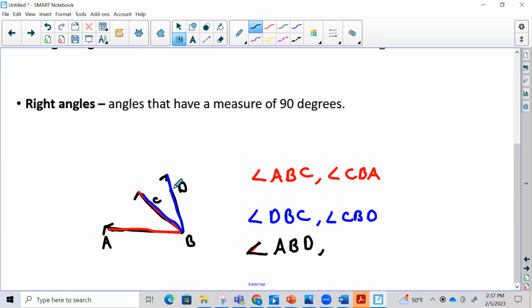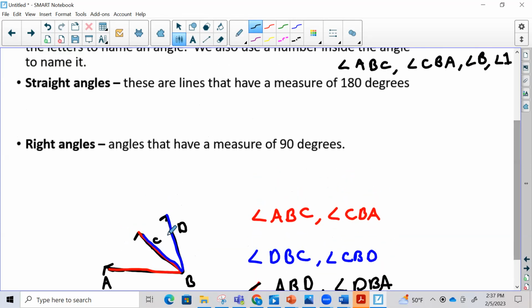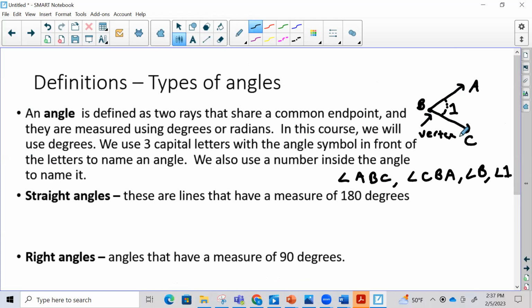And this last one, instead of starting with ABD, I could say angle DBA. So three letters, especially when you have multiple rays in one angle. If it's just a single angle like this, then you are allowed to name it with just the vertex B.